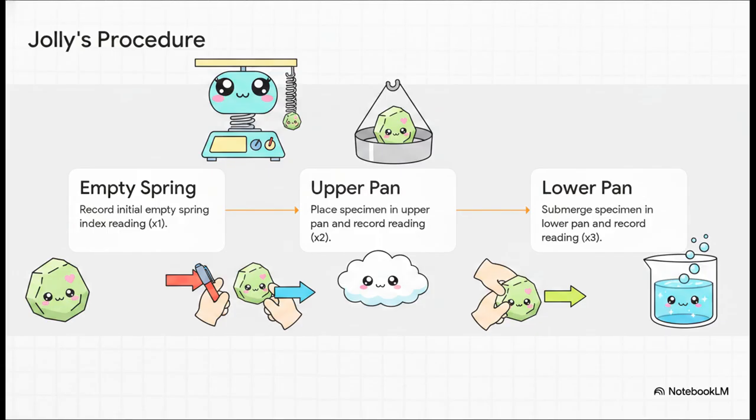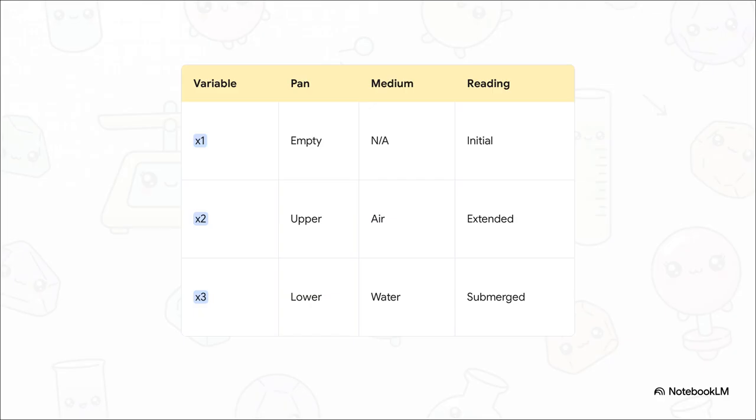Basically, what we're finding is that the weight in air is proportional to x2 minus x1, and the weight in water is proportional to x3 minus x1. So, the crucial point is how we're tracking the spring's elongation through these 3 exact points: empty, in the air, and in the water. By just looking at the stretch of the spring across these variables, the spring itself is doing all the heavy lifting to measure the force we need for our final calculation.